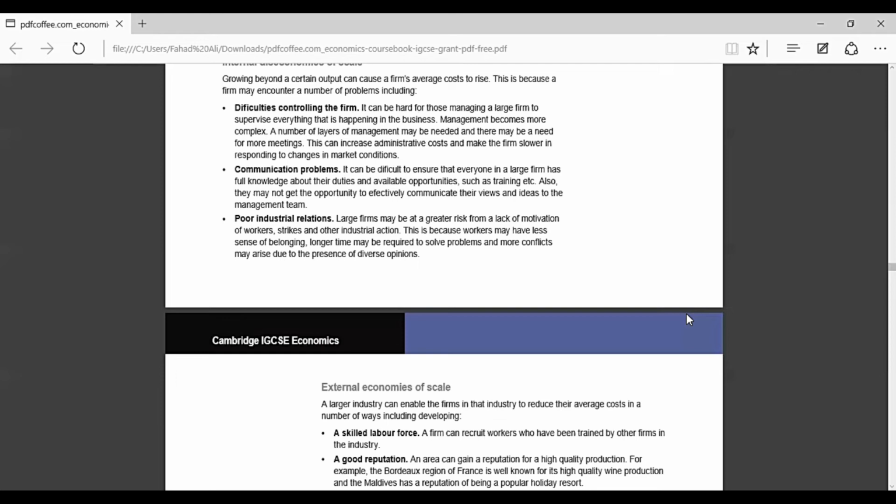Even if you hire a manager, you have to have a meeting with the manager to get an update. So somehow there will be lackings. There will be some problems in that case. So this is termed as diseconomy.